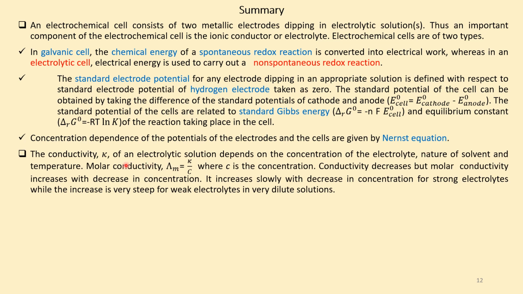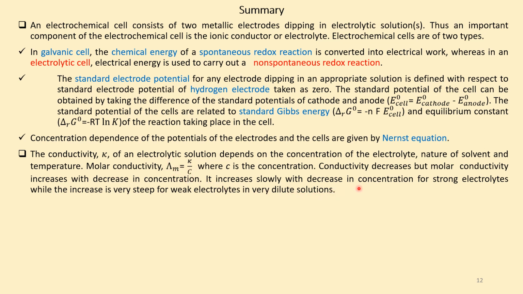The conductivity kappa of an electrolytic solution depends on the concentration of the electrolyte, nature of solvent and temperature. Molar conductivity lambda m is equal to kappa by c, where kappa is the conductivity and c is the concentration. Conductivity decreases, but molar conductivity increases with decrease in concentration. Any decrease in concentration will result in an increase in molar conductivity lambda m.